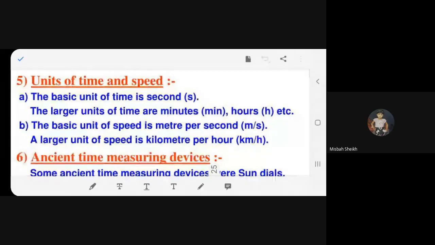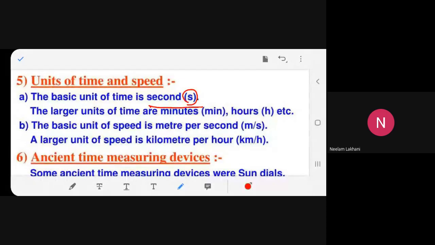Units of time and speed. The basic unit of time is second. You agree? What is the unit of time, beta? It is second. What is the symbol? S. So all of you agree with this, beta? Then this is the smallest unit. Remember, this is the smallest unit of time.